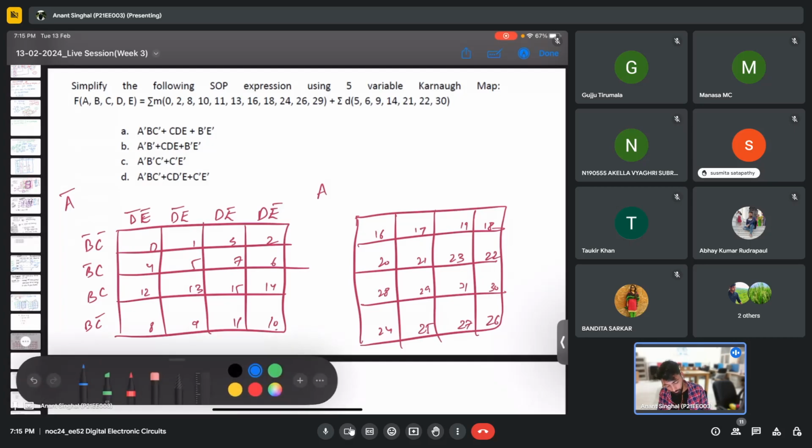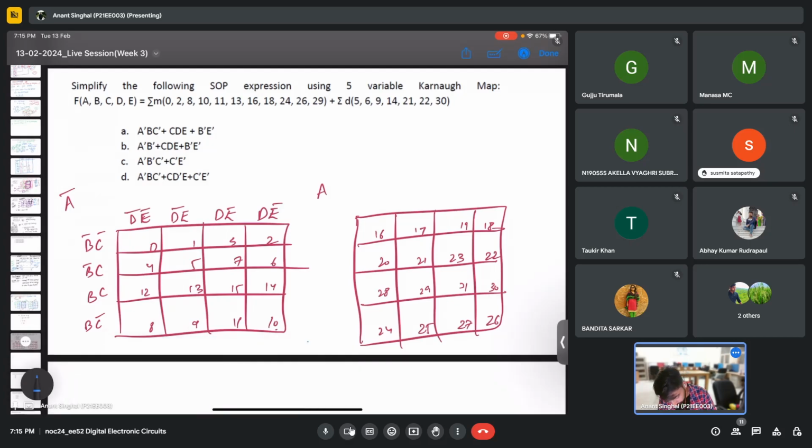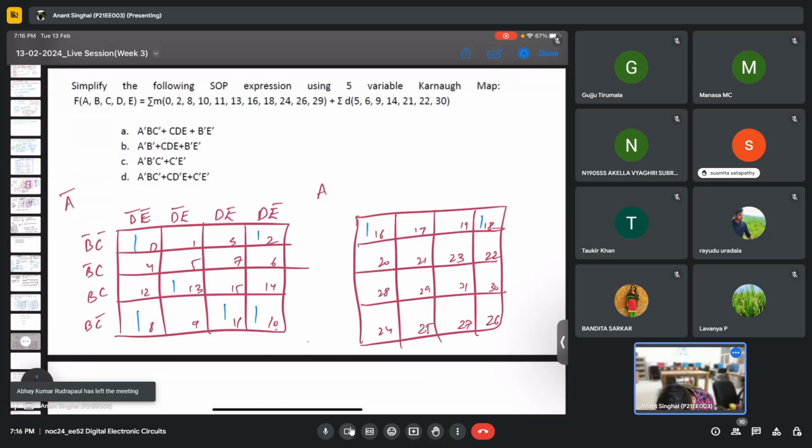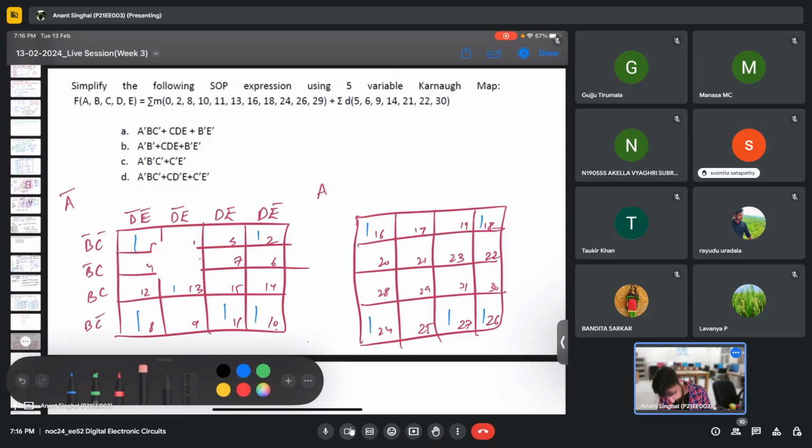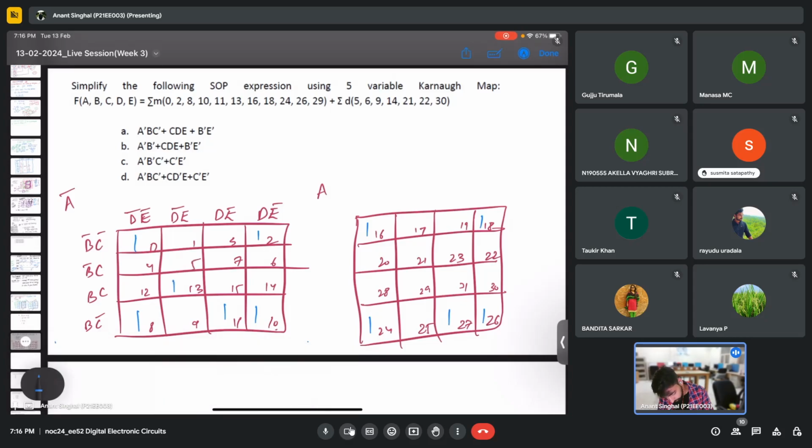So now again we'll fill them quickly, which is 0, 2, 8, 10, 11, 13, 16, 18, 24, 26, 27. And we have don't care for 5, 6, 9, 14, 21, 22, and 30.